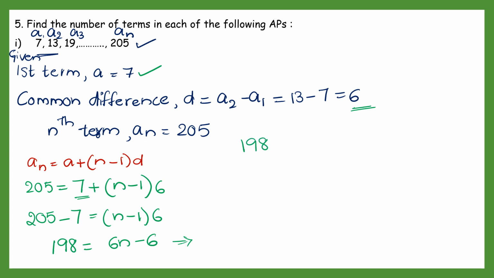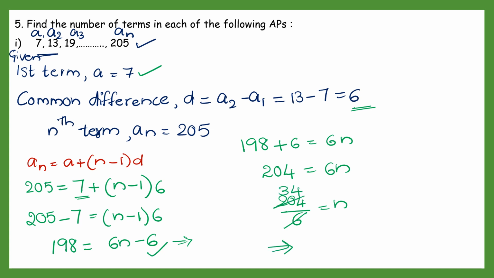So after this step, what do we get? 198, and minus 6 is on the right side of the equation. If it comes to the left side, it will become plus 6, equal to 6n. 198 plus 6 is 204, equal to 6n. 204 by 6 is equal to n. 6 is coming to the left side, it will come to the denominator. 6 3s are 18, 6 4s are 24. So we got the number of terms. N is nothing but number of terms. N is equal to 34.